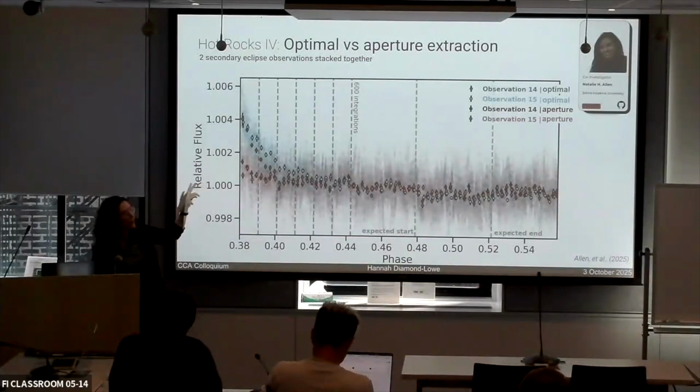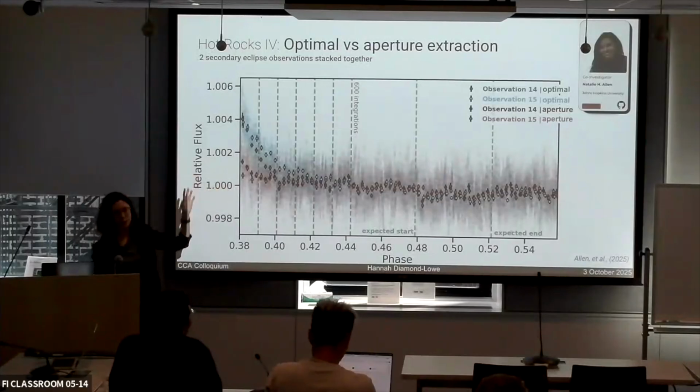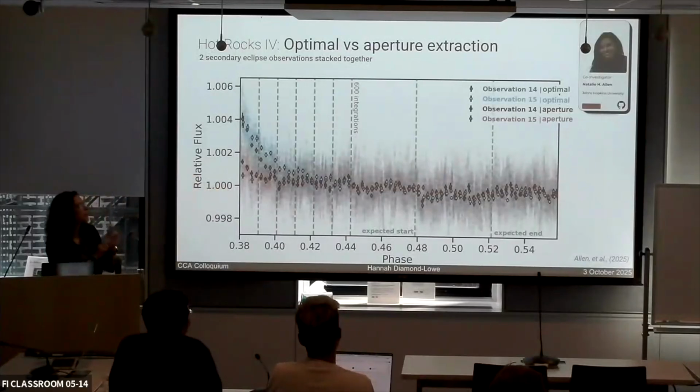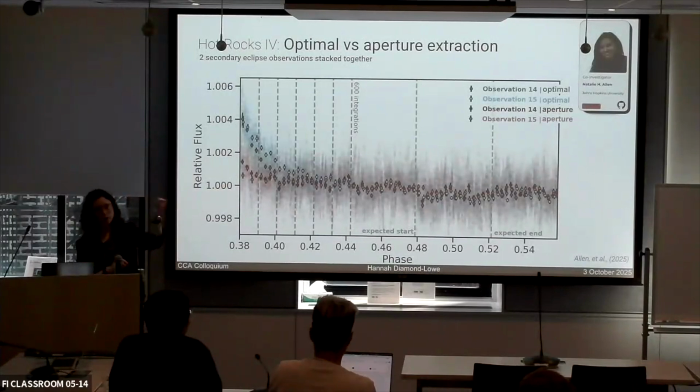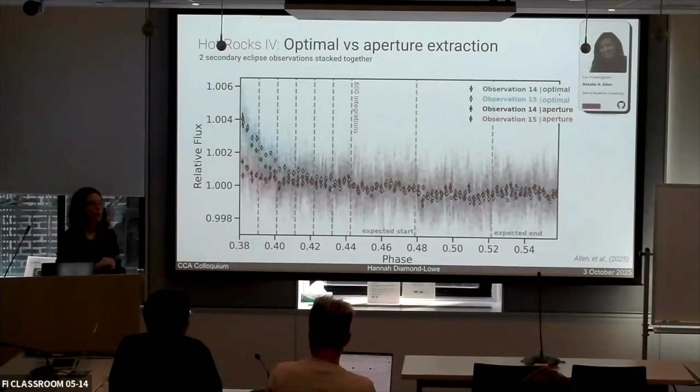So these are two observations, observation 14 and 15. These are just the names in the program. And these are two analyses: observation 14 and 15 done with optimal extraction, and observation 14 and 15 done with aperture photometry. I'm going to get technical because it's just for YouTube people.